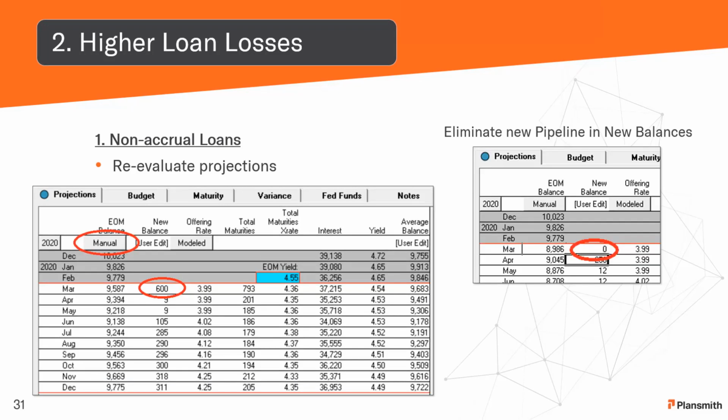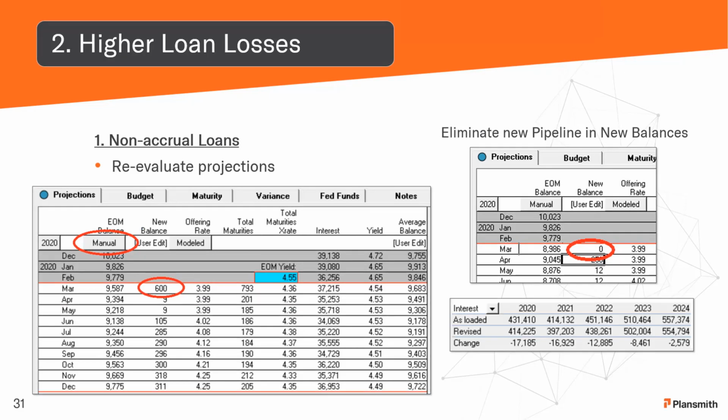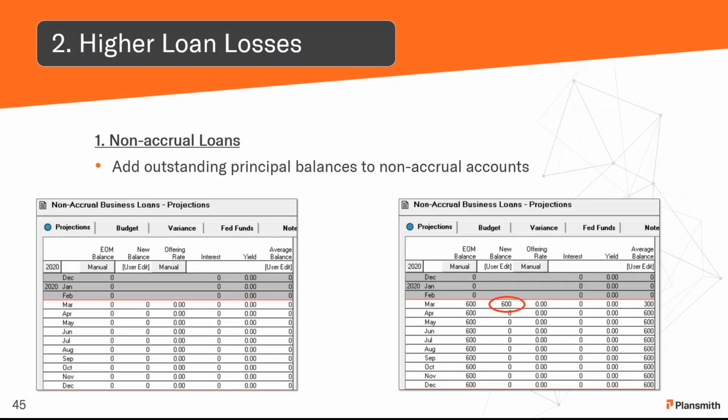Set any growth models on the account to manual, lower the new balance in the forecasted month by that outstanding principal balance, and Compass will then project all balances going forward. You will be able to see the impact on interest income reflected at the bottom of the account projection screen. The final step is to add the outstanding balance to the non-accrual account in the first projected month. This will complete the migration from the active loan account to the non-accrual account.